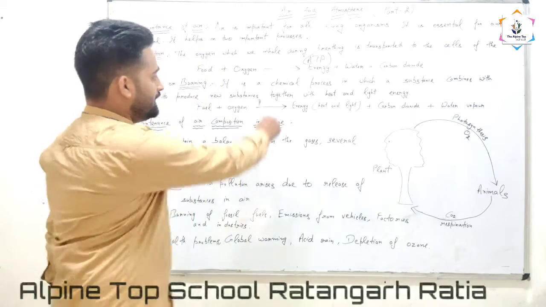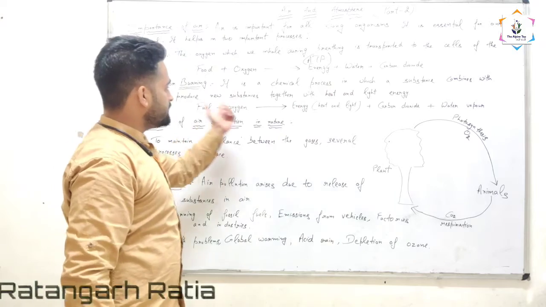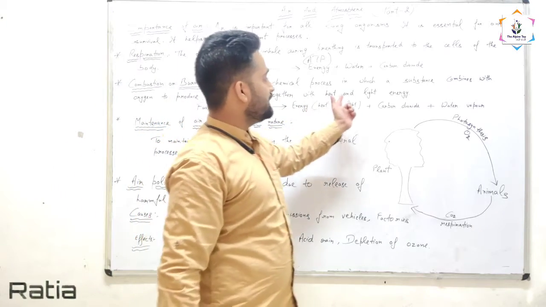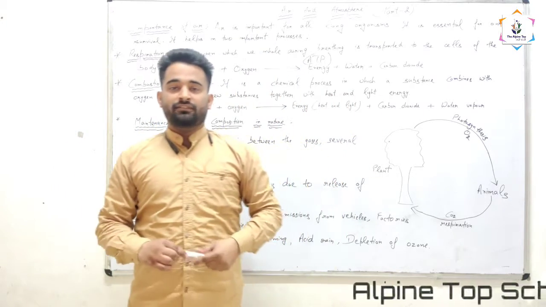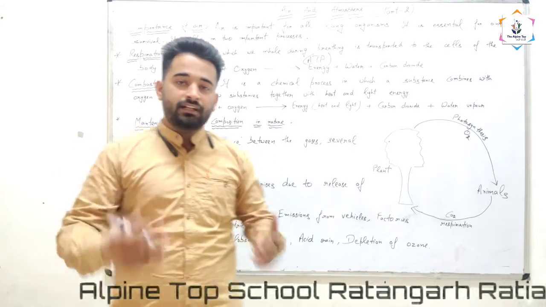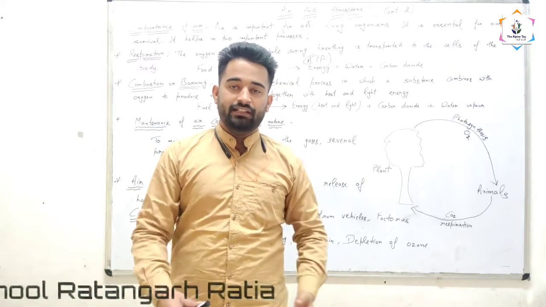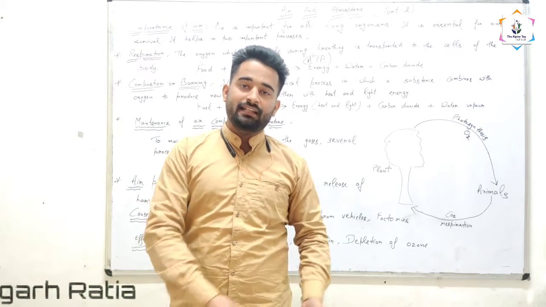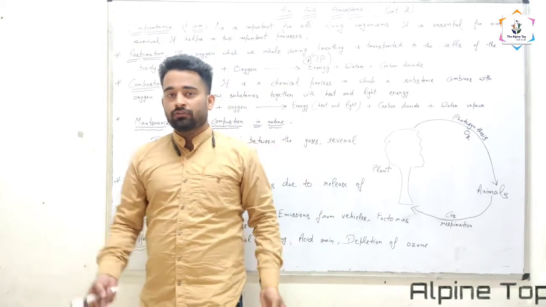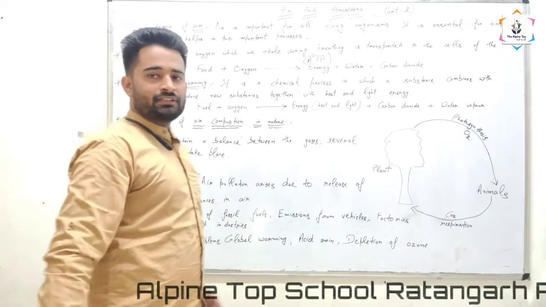How? See here. It is a chemical process in which a substance combines with oxygen to form new substances together with heat and light energy. What they are saying is, when we burn anything in the presence of oxygen, it gives us heat and light. That is useful for any work, for the cooking of food. A number of ways are used by which we can use that energy.